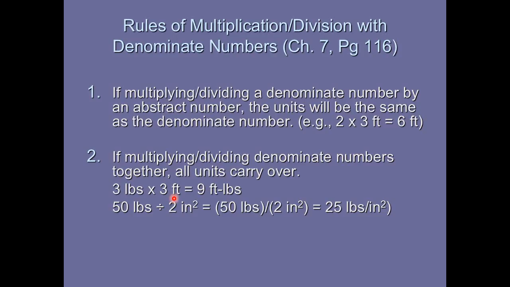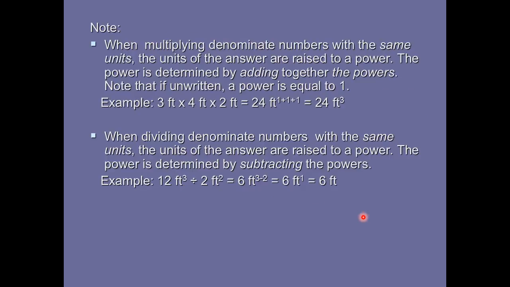Okay? Similarly here, we are dividing 50 pounds by 2 inches squared. So 50 divided by 2 is 25, but look at how we are writing the units. We wrote pounds divided by inches squared, because you also divide or multiply the unit. And that's why the units get changed in the answer. Okay. For an example here, let's say we multiply 3 feet times 4 feet times 2 feet. So you are multiplying 3 times 4 times 2, which makes it 24.